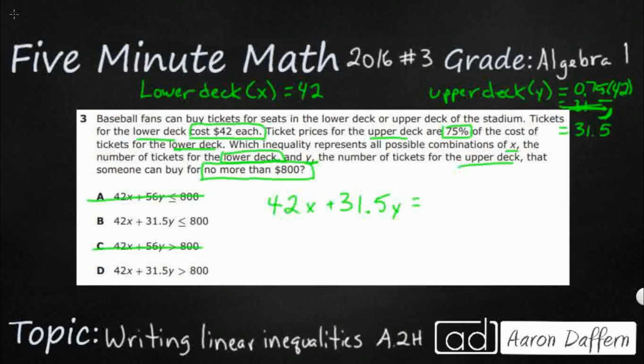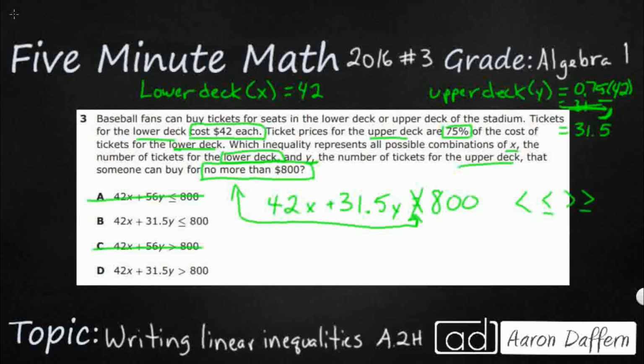Really what we're looking for is, if it was going to equal 800, then that's easy, right? But it's an inequality. So now we've got to look at the actual problem itself, and it says no more than. Okay, so here's my clue, no more than. So I'm going to replace this equal sign with an inequality, right? And it's going to be either less than or equal to, or greater than or equal to.